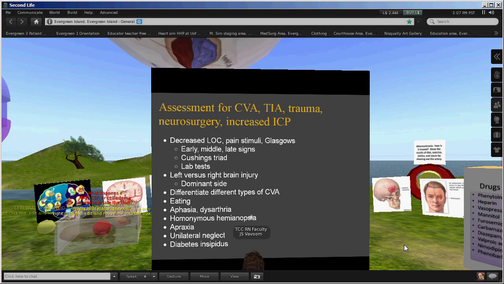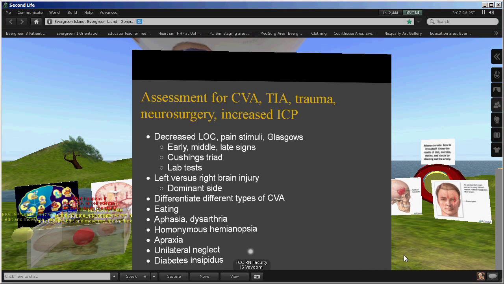Lab tests are often ordered for people with neurological problems. One of the tests usually ordered is a blood glucose, and this may also of course be done at the bedside just to make sure that a low glucose, or a high glucose in some cases, is not causing the decreased level of consciousness.